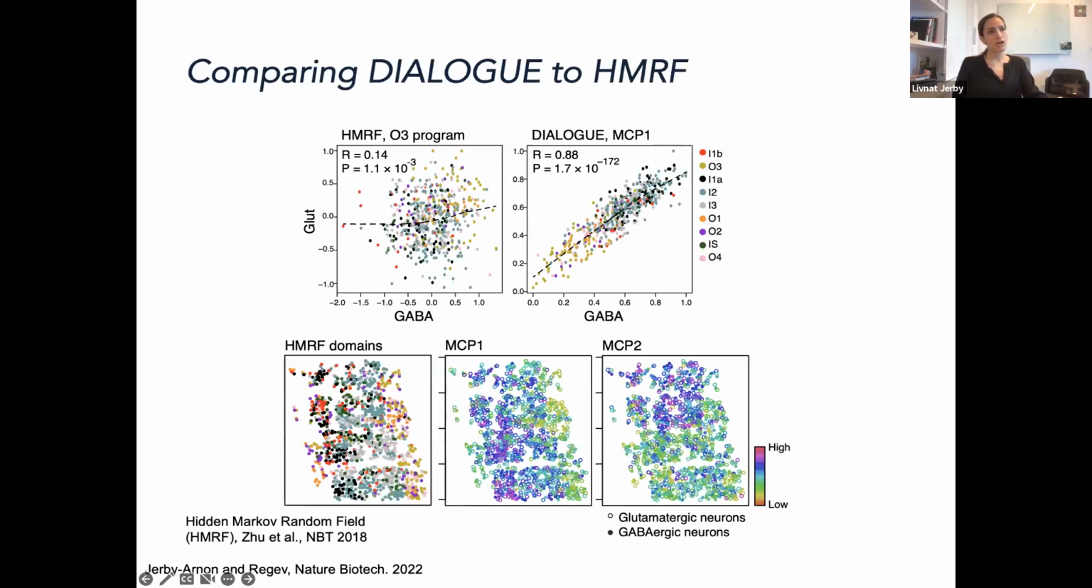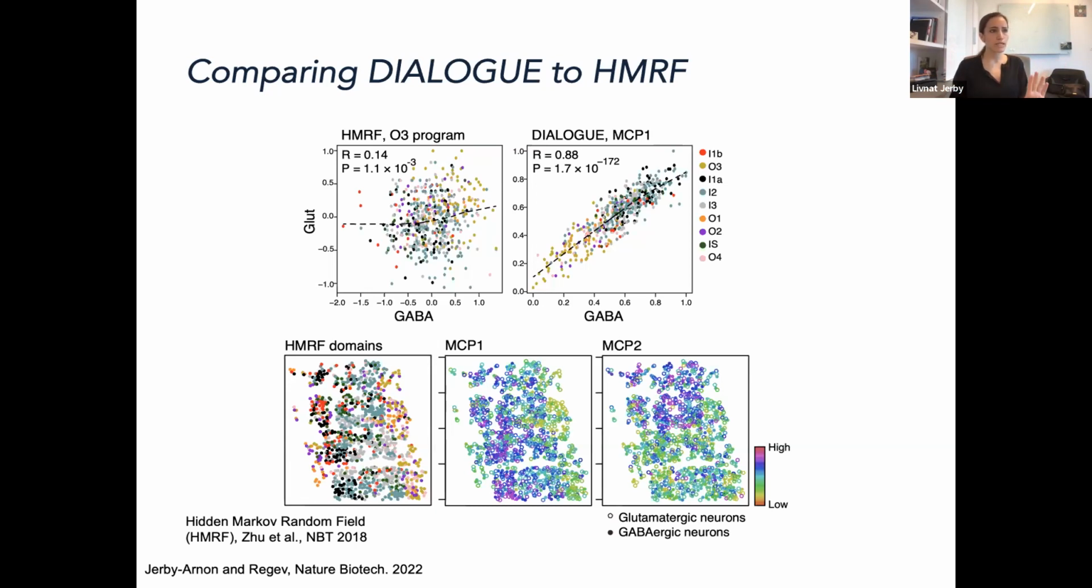Now, you probably ask yourselves, what about other methods? Spatial biology is a field that's evolving, and there have been previous methods that focus on spatial signatures or spatial distributions of gene expression. One beautiful study from Zhao et al. that was published back in 2018 used hidden Markov random fields in order to formulate spatial data as a graph and identify spatial domains in the tissue.